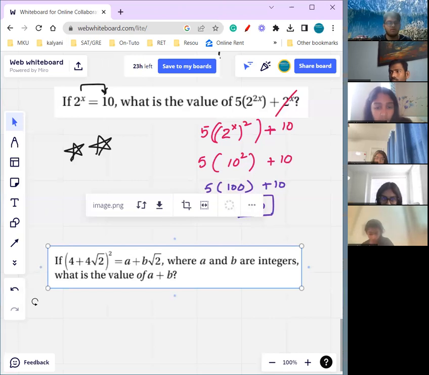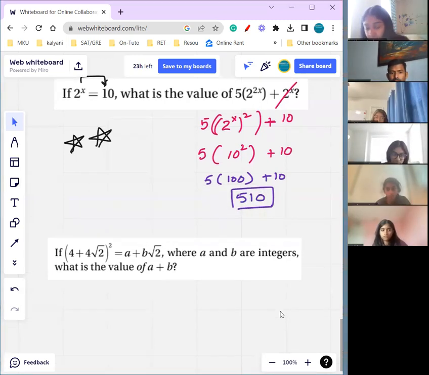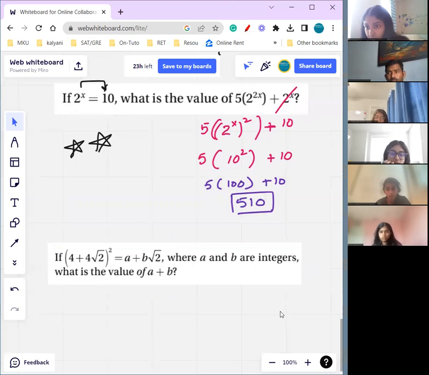Right, next one. Let's see who can read. Prerna, please read this one for us. If (4 plus 4 radical 2) squared equals a plus b radical 2, where a and b are integers, what is the value of a plus b?